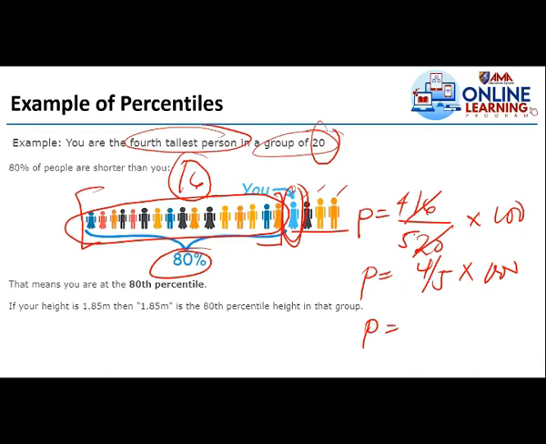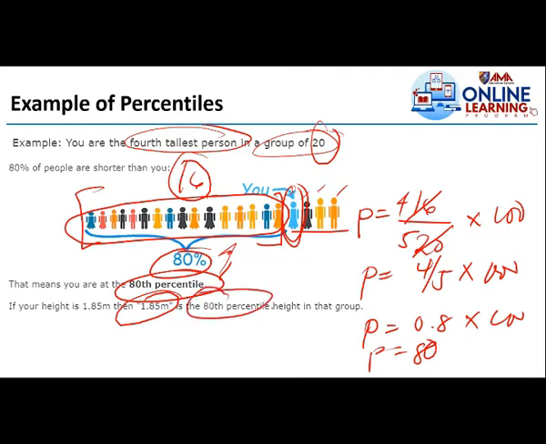Pwedeng diretso 16 times 100 divided by 20. So that is 4 over 5 is 0.8 times 100. P is 80. Therefore, you are 80th percentile, meaning 80% ang nalamangan mo in terms of height. So if 1.85 yung height mo, your height is 80th percentile height in that group.